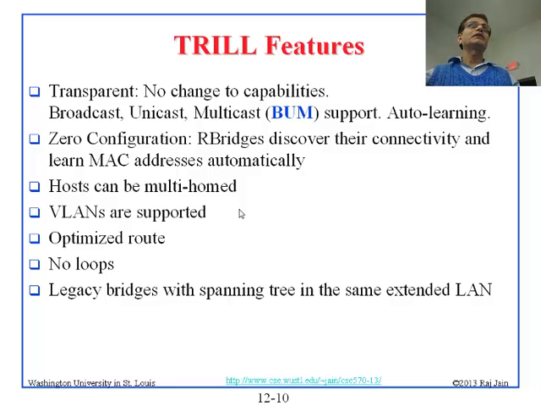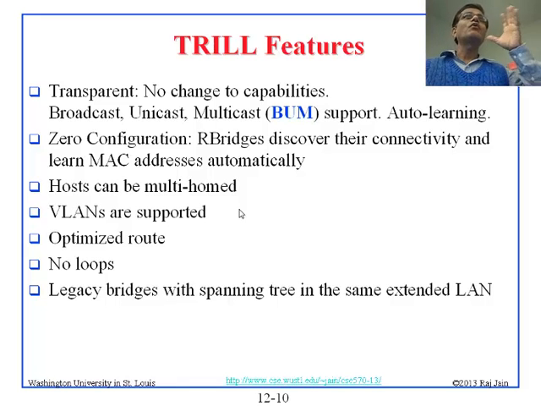Dual-homed. We call it dual-homed, but multi-homing could be triple-homed, quadruple-homed. So that is multi-homing. VLANs are supported, optimized route is there, no loops, and the legacy bridges with spanning tree in the same external LAN. This is the interesting part: you don't have to change all the bridges to R bridges on day one.